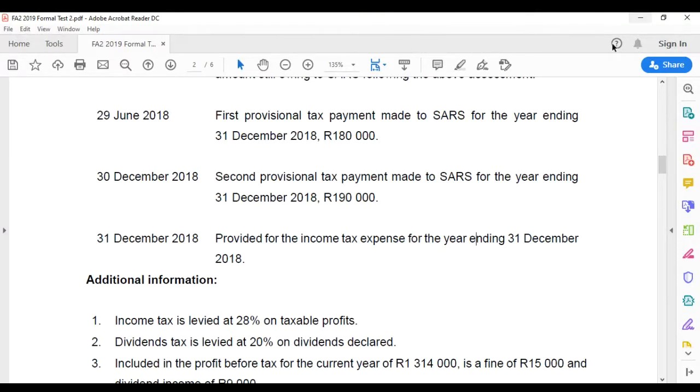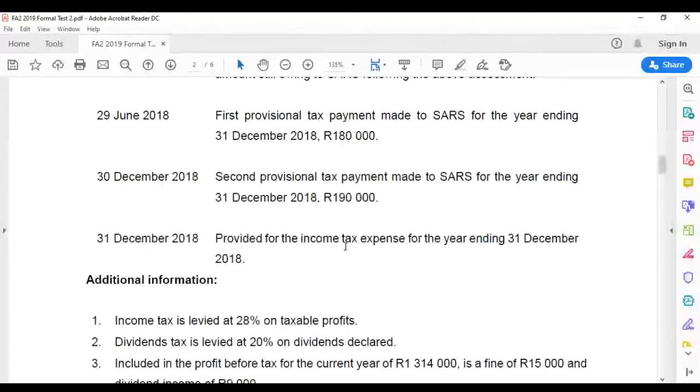Remember, now the year is over and done with. Now we actually are going to create and record an expense. Which account are we going to debit? There we go, Millicent. You are quick this morning. Thank you. So we are going to debit the income tax expense account.